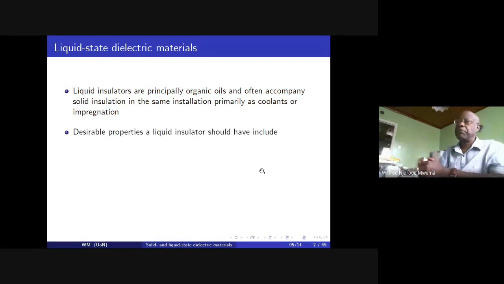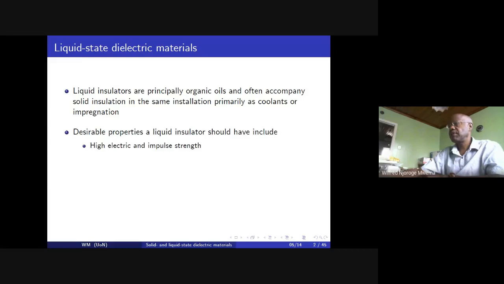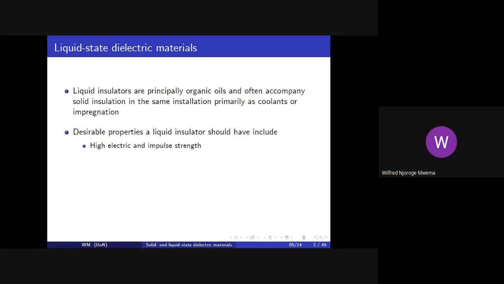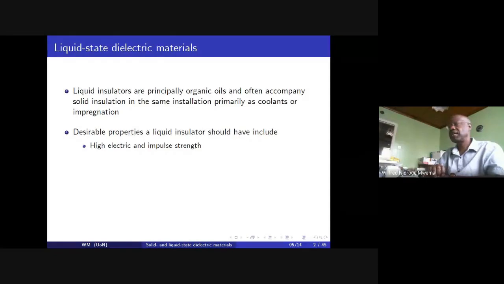The desirable properties of a liquid insulator are the following. One, the electric and impulse strength must be high, where electric or dielectric strength is the highest electric field that can be applied in the material without the material breaking down or starting to conduct. Impulse strength is how fast you can raise the electric field through the medium itself. It should have a low loss factor. That means it should have very few free charge carriers in itself, so that we can have low losses. Also the damping forces that we were looking at in the polarization should be low.